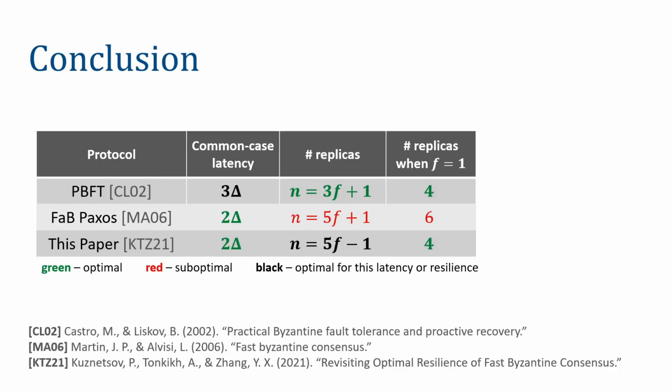On this slide, the results are summarized. As can be seen in the table, with respect to the common case latency and resilience, the proposed protocol is strictly better than FaB Paxos. Moreover, when we need to tolerate just one failure, it is also strictly better than PBFT, as it provides better latency with the same number of processes. We also showed that the resilience of our protocol is optimal for a partially synchronous Byzantine consensus protocol with optimal common case latency.